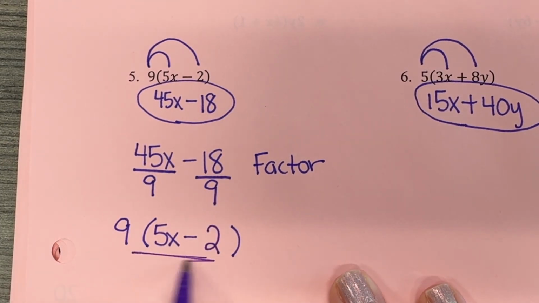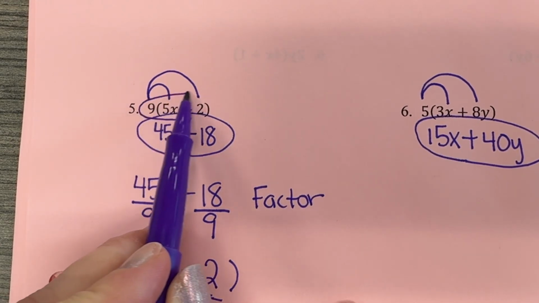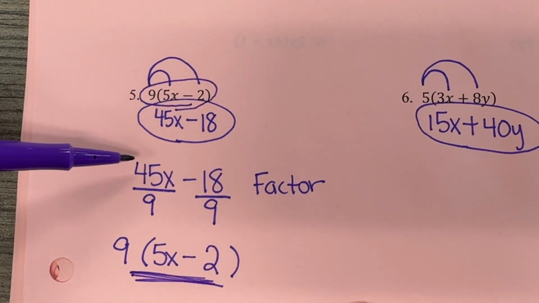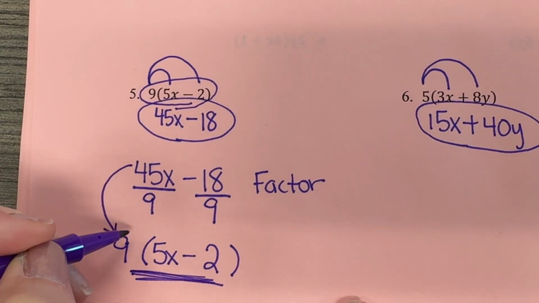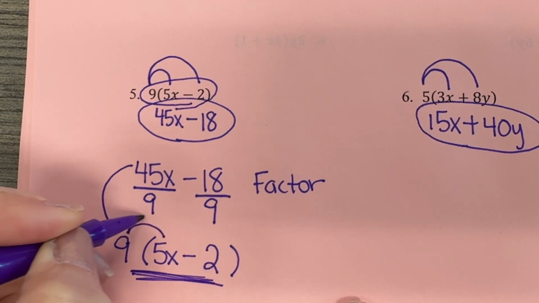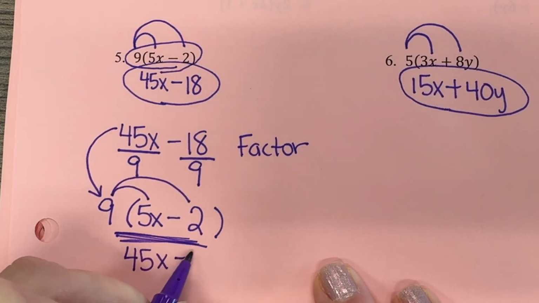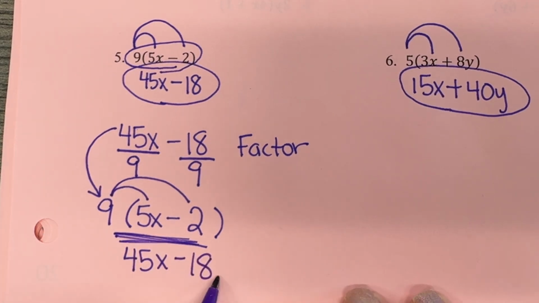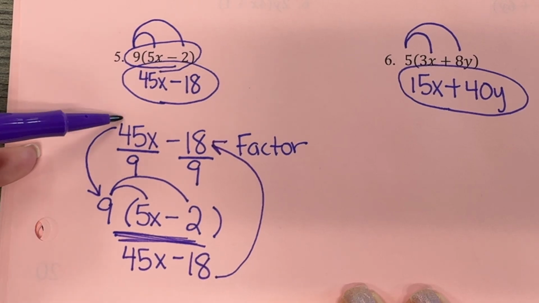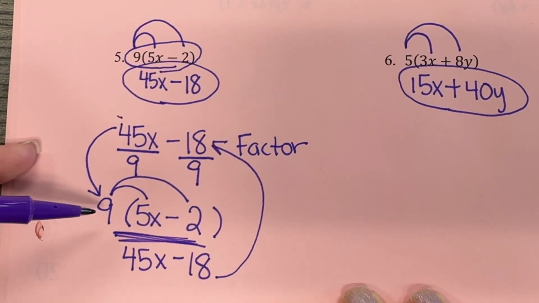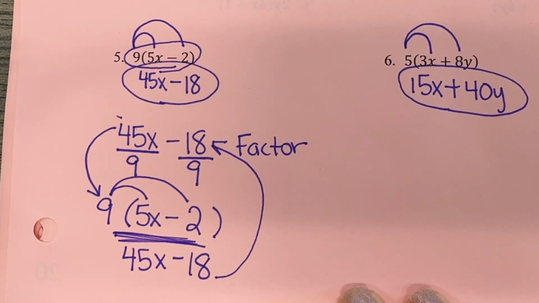Now look at that, and look at the original problem. So you factor to get here, but you distribute to get back to the beginning. So they're in a loop. You factor to here and you distribute to there. They are opposites.